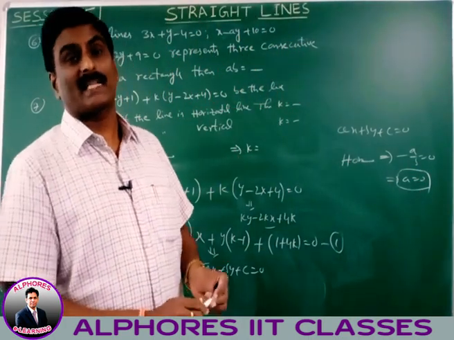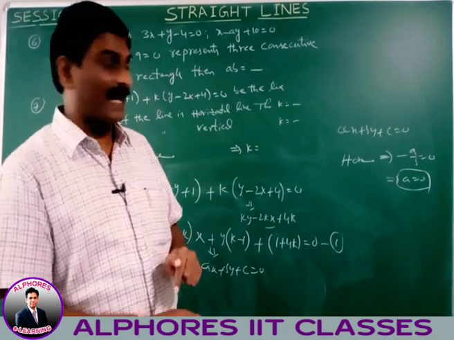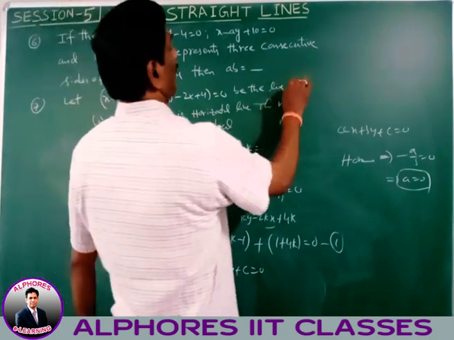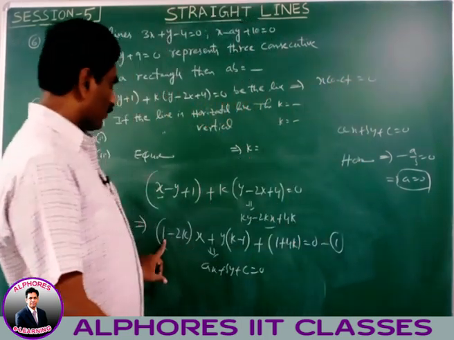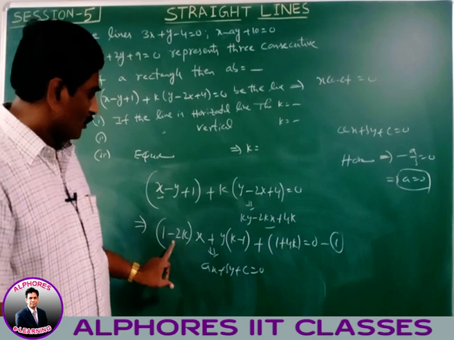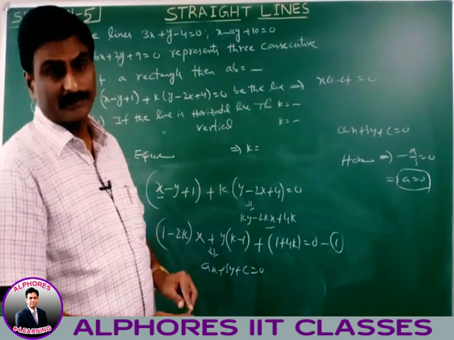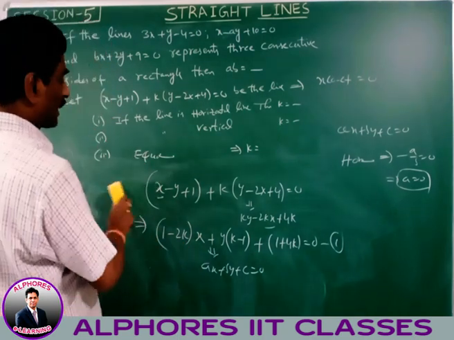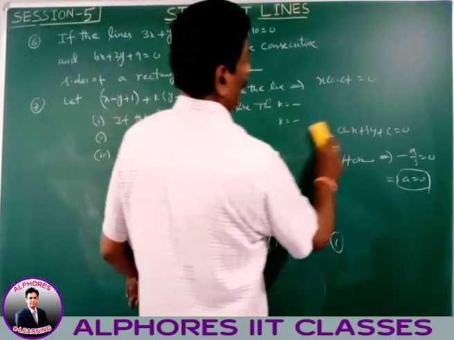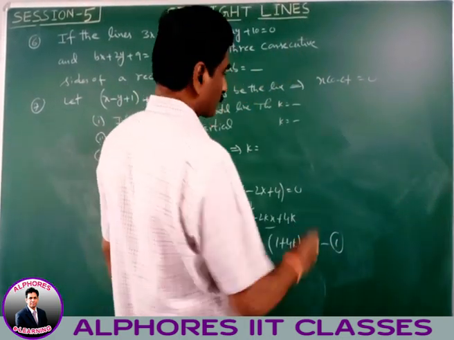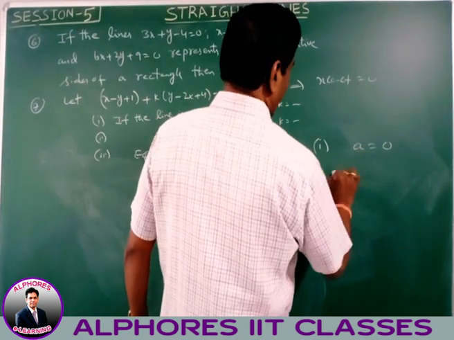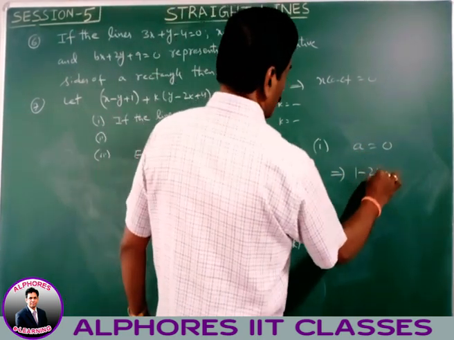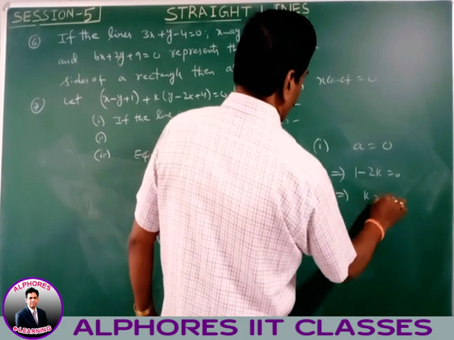If the line ax plus by plus c is equal to 0 is horizontal line, then the condition is x coefficient is equal to 0. What is the x coefficient here? 1 minus 2k is equal to 0. So, 2k is equal to 1, k is equal to 1 by 2. For getting horizontal line, a is equal to 0. First one: since this line is horizontal line, therefore a is equal to 0. That means x coefficient is equal to 0. 1 minus 2k is equal to 0. k is equal to 1 by 2.